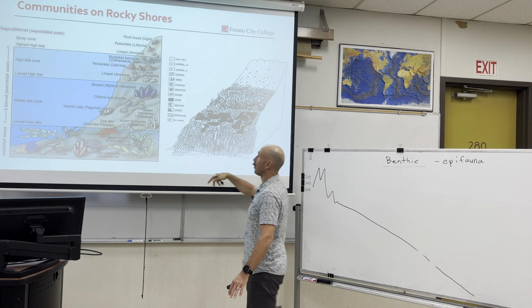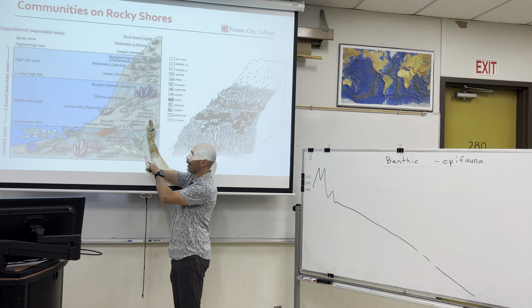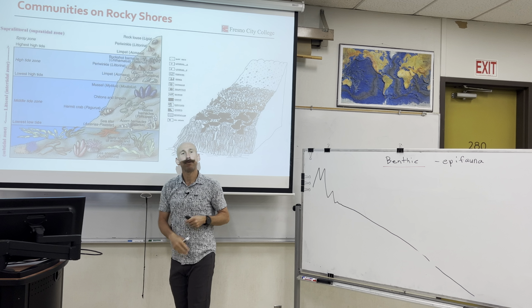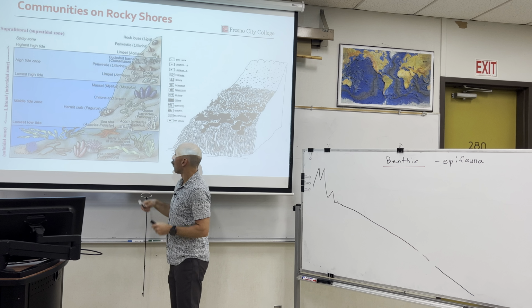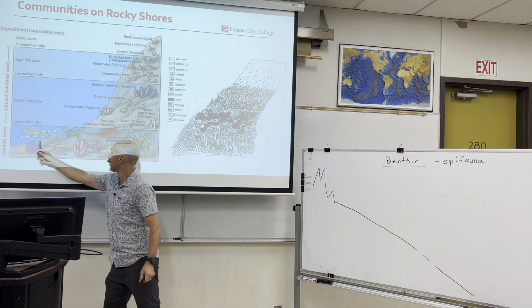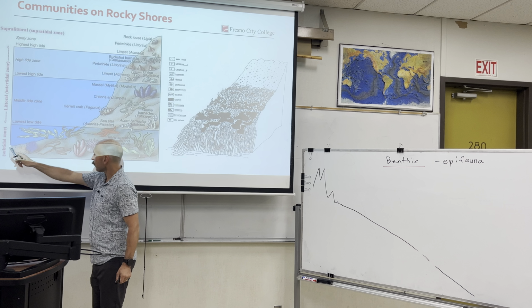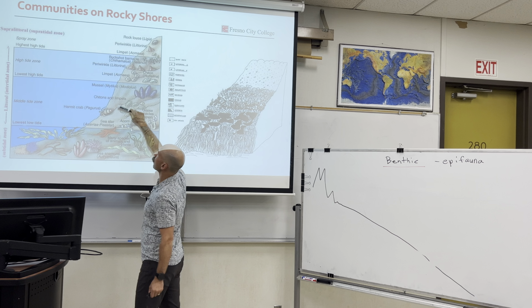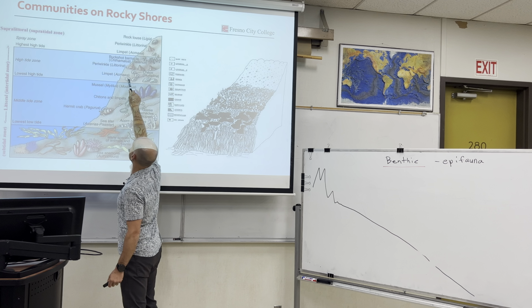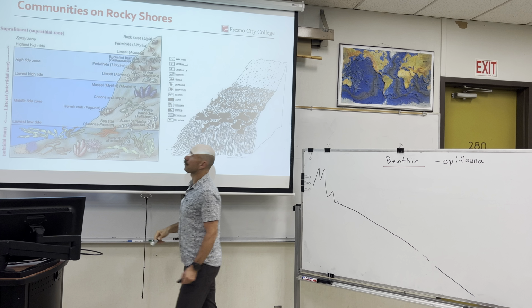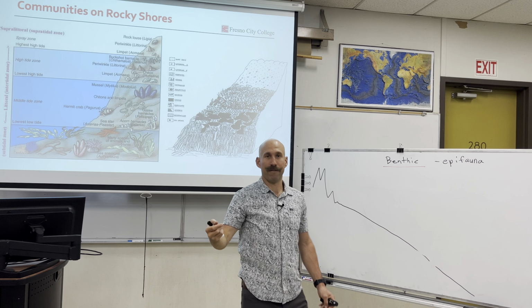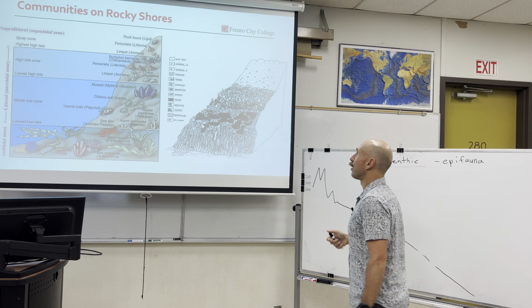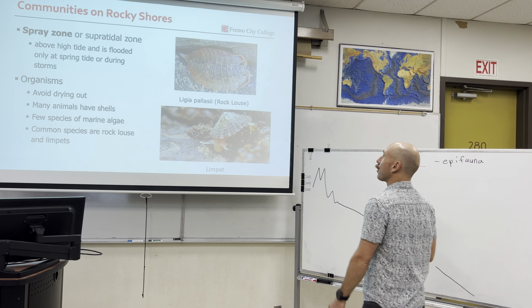I like these images. This is the diagram, a couple different diagrams of communities on rocky shores, where specific organisms live below the low tide, in the low tide zone, in the middle tide zone, in the high tide zone, and then we even have organisms that come up and live above the high tide zone, the supratidal zone. Okay, so let's go into this.